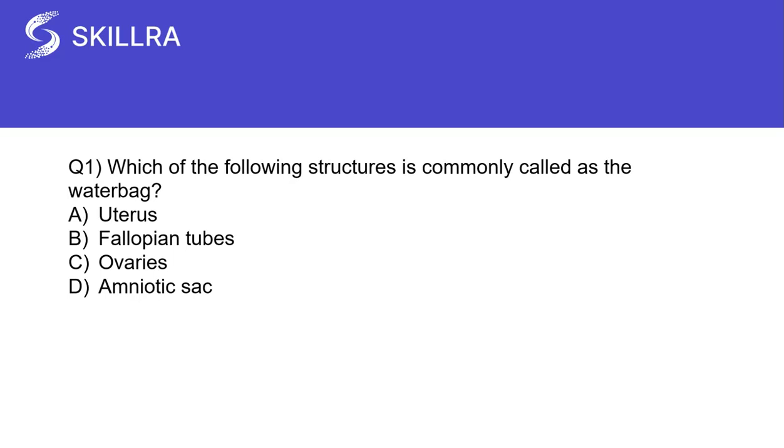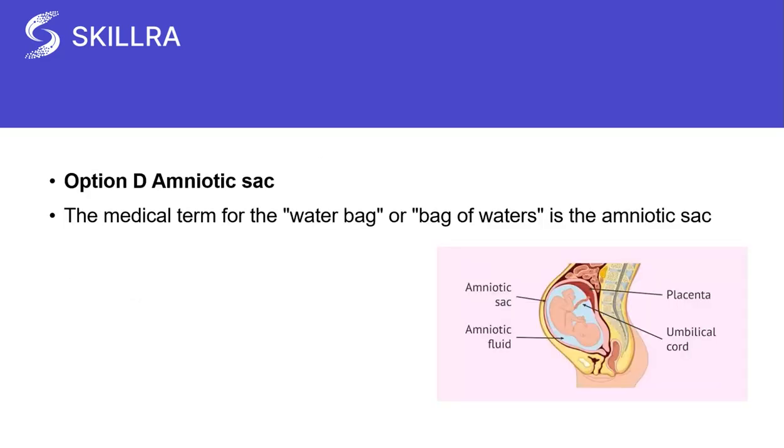Option A, uterus. Option B, fallopian tubes. Option C, ovaries. Option D, amniotic sac. The correct answer for this question is option D, amniotic sac. The medical term for the water bag is the amniotic sac.